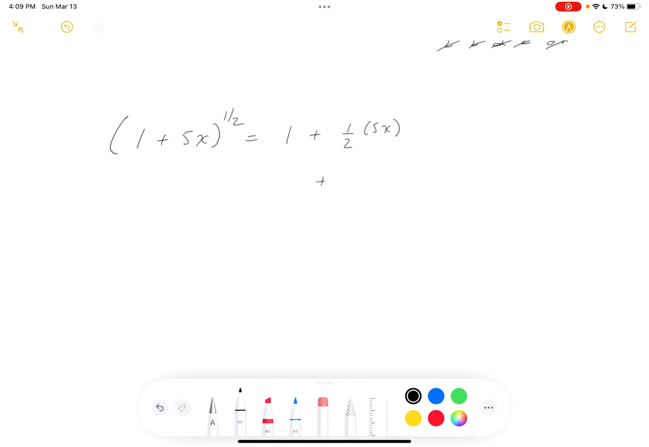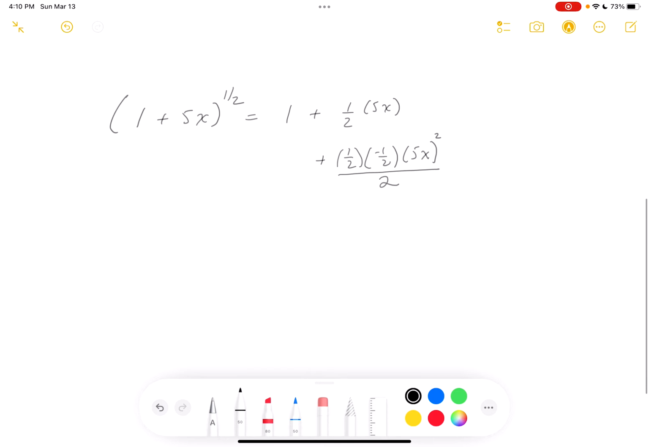I'm going to do this in columns. 1/2. That's going to be 1 minus half, which is minus a half, times 5x quantity squared, over 2. That's 2 factorial. Let's go to the next term. 1/2 minus 1/2. And it really does have a nice pattern to it. But you can do the arithmetic if you want. So what do you get? It goes down by 2, so minus 3/2, times 5x cubed. What goes on the bottom? 3 factorial, which is 6.